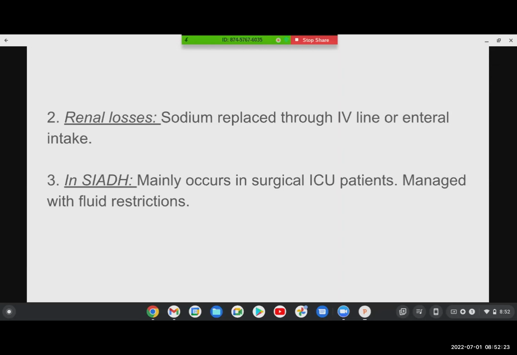In patients with SIADH, when there is inappropriate ADH secretion, there is a retention of fluid in the body. Water retention in the body occurs because ADH doesn't only work as a compensatory mechanism, but acts otherwise also. SIADH occurs mainly in surgical ICU patients, and this has to be managed with fluid restriction to counteract the buildup of fluid in the body.